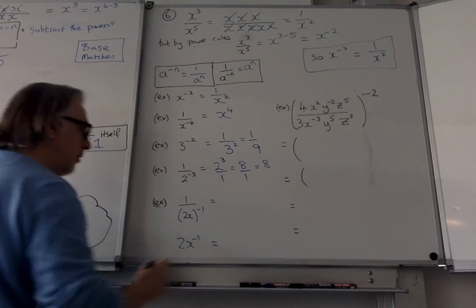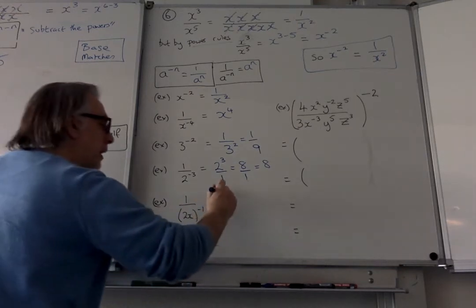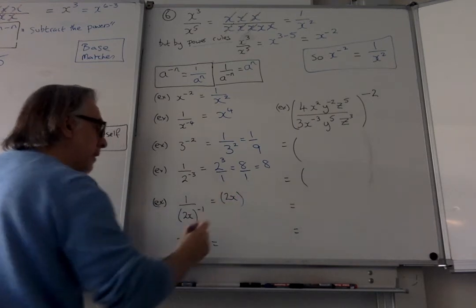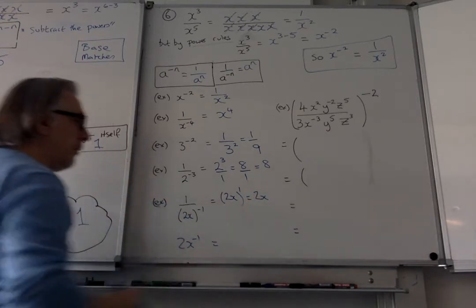So I'm going to add that as another extra one in there for some of you that have made a mistake. So I'm going to make the reciprocal of this, which means it becomes 2 to the x at the top. The minus 1 becomes the power of 1. Anything to the power 1 just stays the same.